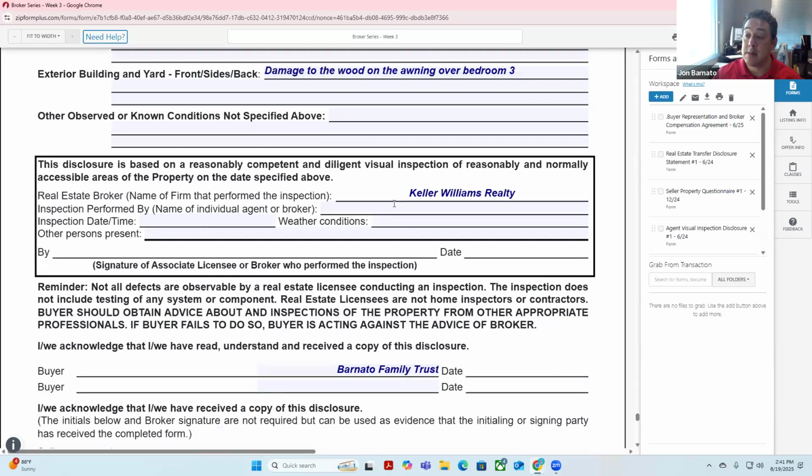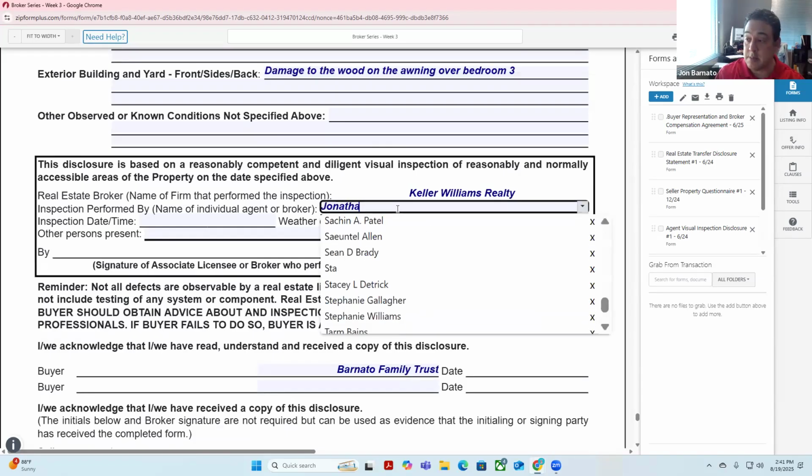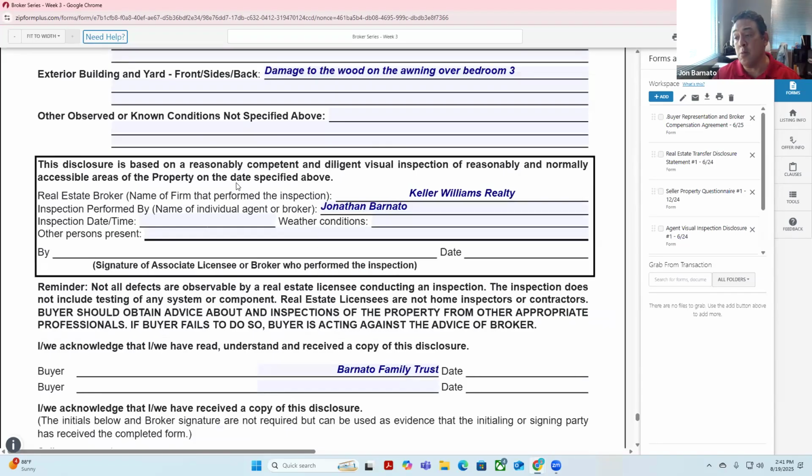And then please put the name of the person inspecting it. Please note, if you are having another agent complete the AVID inspection, they are now party to your inspection. That is a fiduciary duty activity under a license. So if you have someone else do it, even if you pay them to do it, now you've got to do an AAA and add them to the transaction.